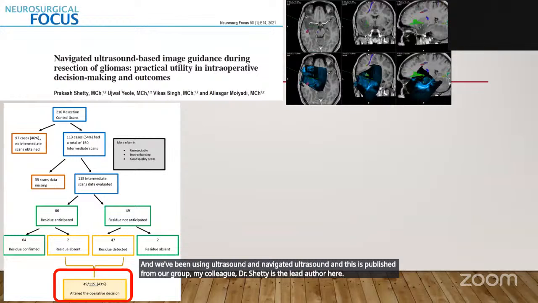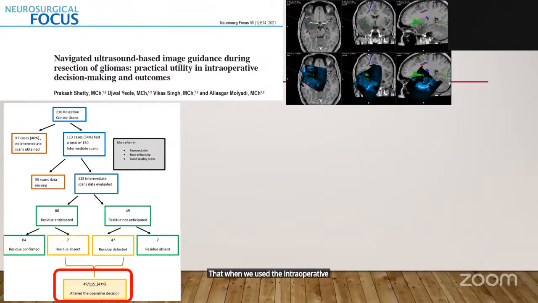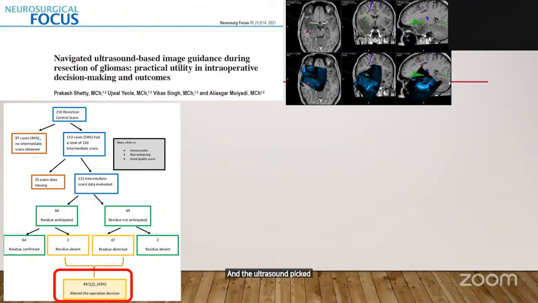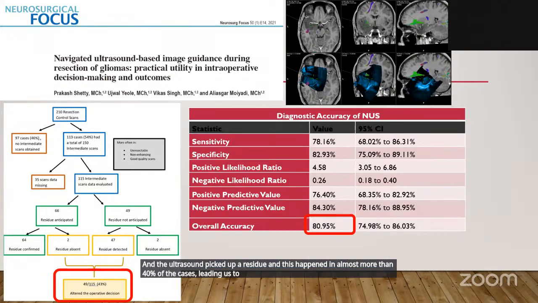When we used the intraoperative ultrasound as an adjunct in assessing the extent of resection intraoperatively, I'm sorry if you can't see that slide very well, but when we assessed the intraoperative ultrasound scan and its impact on the decision that we made and whether it altered the course of surgery, we found that we detected inadvertent residue. It means we thought we had completely resected everything, and the ultrasound picked up a residue, and this happened in almost more than 40% of the cases, leading us to do further extended resections.